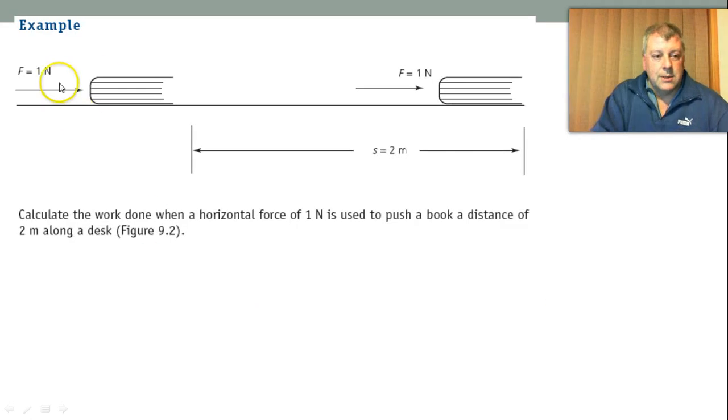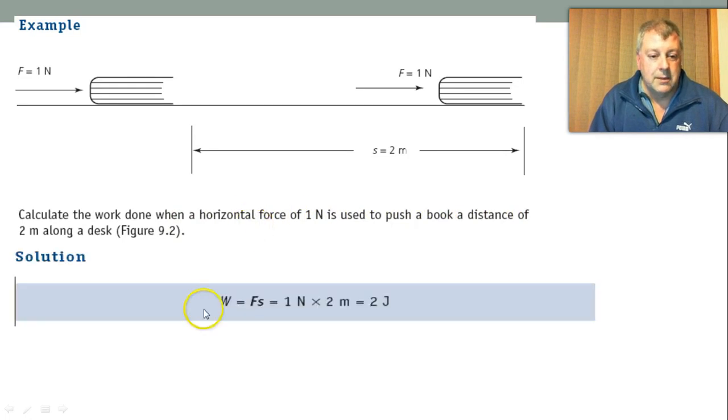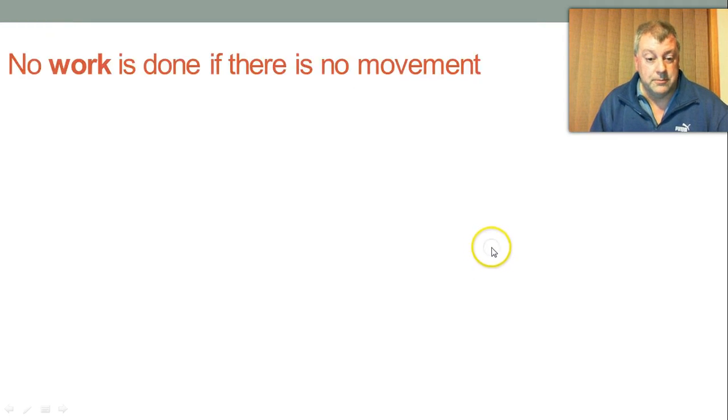Let's do an example. Here we have a book resting on a tabletop. We have a force that's applied, 1 Newton. It's applied constantly, causes the book to move 2 meters. Calculate the work done when a horizontal force of 1 Newton is used to push a book a distance of 2 meters along a desk. W equals Fs. 1 Newton times 2 meters equals 2 joules. That's the amount of work. And remember, work is a form of energy, so it's in joules. That's how much energy you're using doing that work.